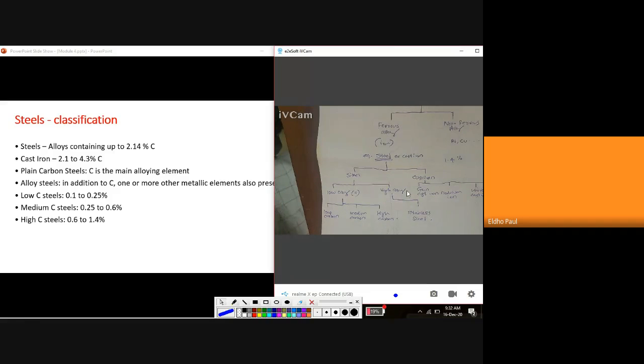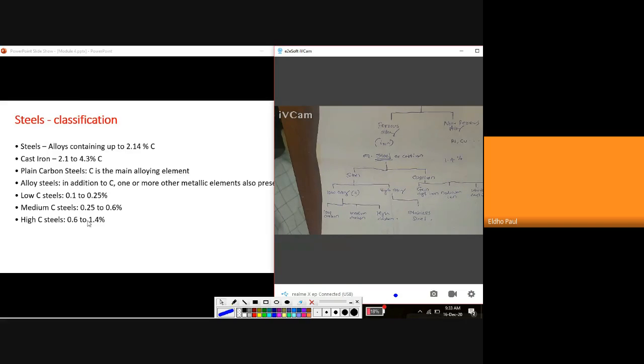Okay, and plain carbon steel we can divide into low carbon steel, medium carbon steel or mild steel, and high carbon steel. If we add 0.1 to 0.25 percentage of carbon, that type of steel is called low carbon steel. In case of medium carbon or mild steel, we add 0.25 to 0.6 percentage of carbon. And in case of high carbon steel, we add 0.6 to 1.4 percentage of carbon.